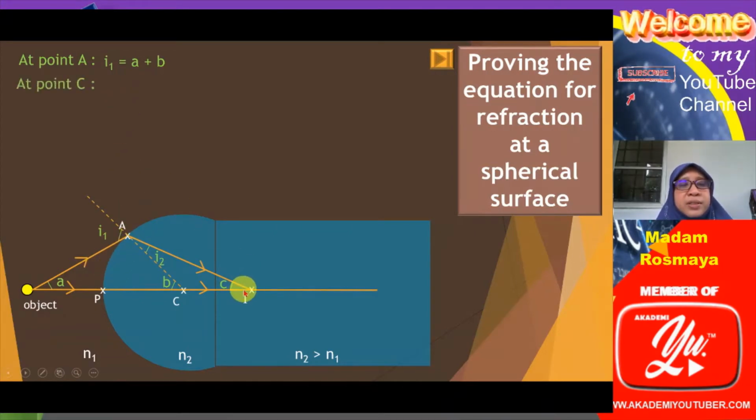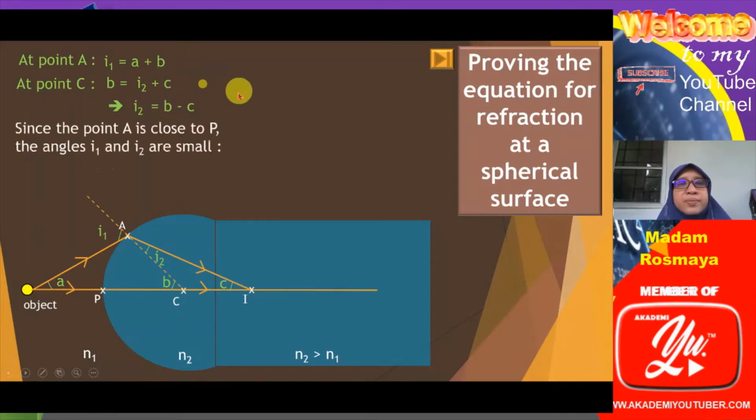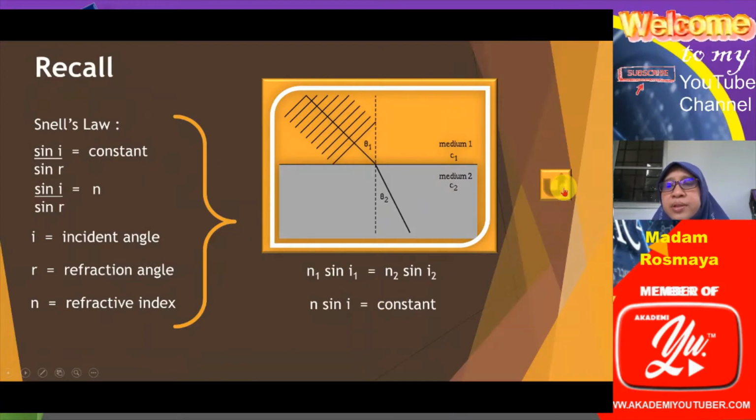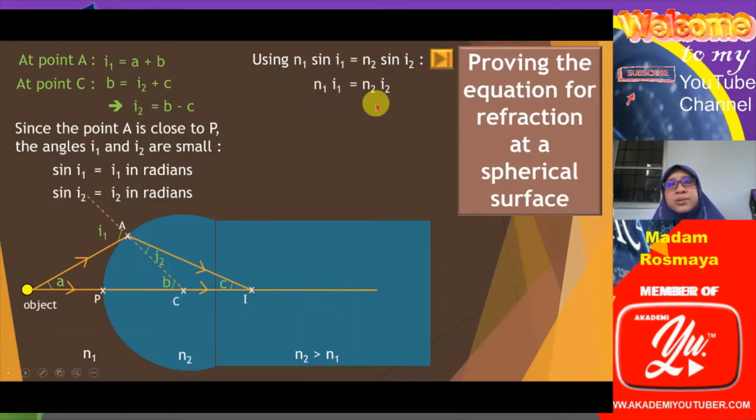And then at point C, we use triangle ACI. So the angle B here is equal to i2 plus C. We rearrange this equation to become i2 equals B minus C. Okay, since point A is close to point P, the angles i1 and i2 are very small. So sin i1 equals i1 in radians, and sin i2 equals i2 in radians. So we can rewrite the Snell's law equation from just now. This equation becomes n1 i1 equals n2 i2.